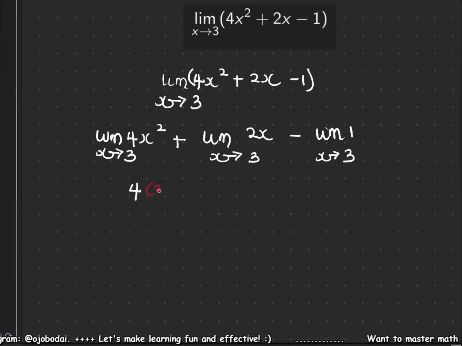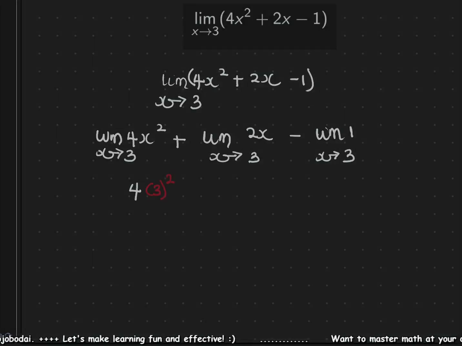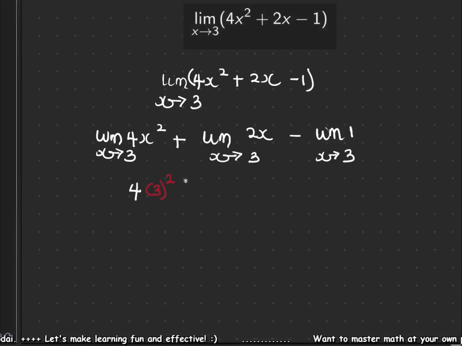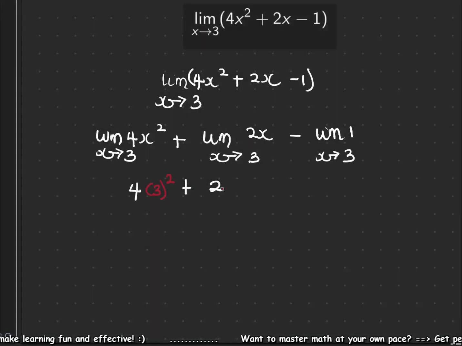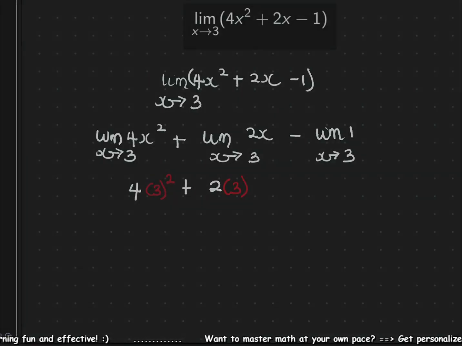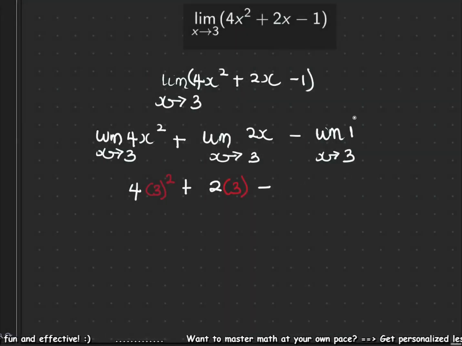3. So 3 squared. That is for the value of our x. Plus, we have this as x approaches 3. So we have 2, then times our x, which in this case is what? 3. So we put our 3 there. Then we come to the last one, which is minus the limit of a constant is the constant, so 1.